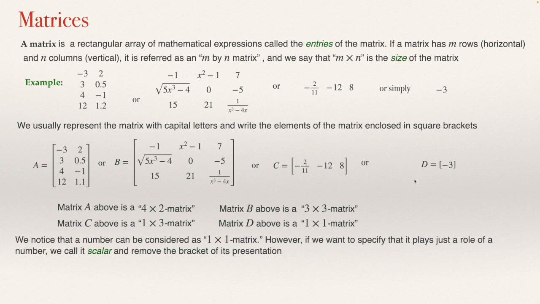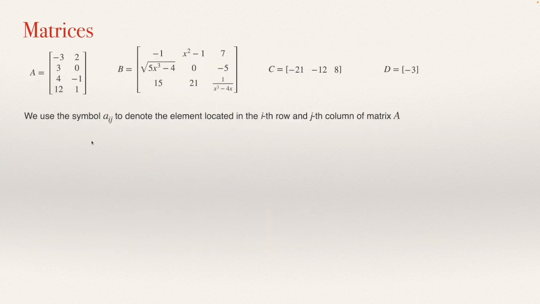So any way that we want to consider this number just as a number, just remove the bracket. We use the symbol Aij, the same letter that we use to denote the matrix, but a small ij, to denote the element located in the ith row and jth column of matrix A. In matrix B, I use a small b for the representation. For example, if I want to represent the element located in row 4 and column 1 of matrix A, I will be typing A 4 1.